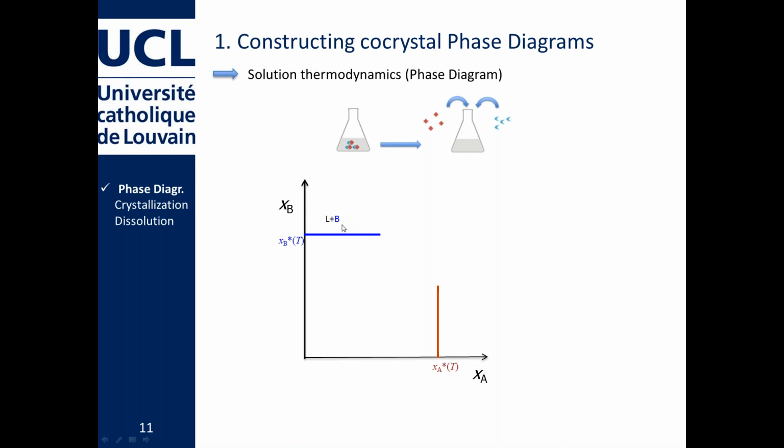Once I'm above the solubility, the thermodynamically stable situation would be a liquid phase with B crystals in suspension. Now, doing the same for A, you increase the amount of A up until the solubility of A. Above that, you have a liquid phase and A, which is stable in suspension.